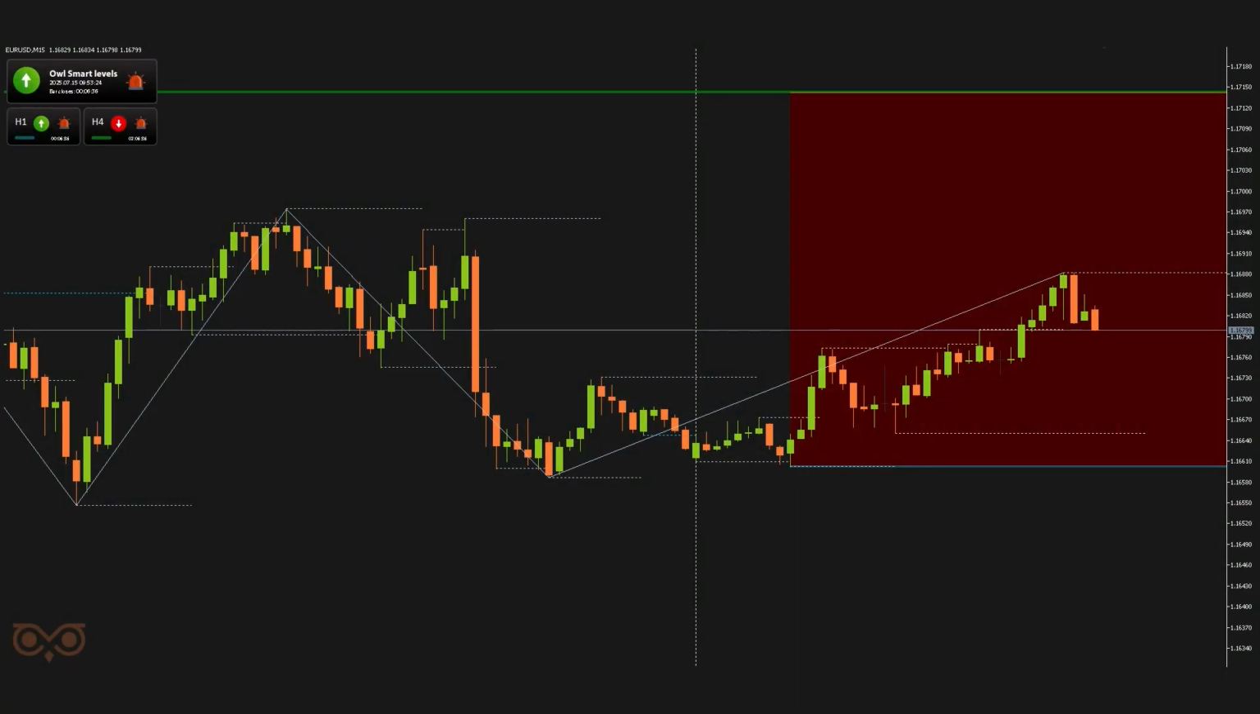If at least one of the higher timeframes shows a trend in the opposite direction, this section of the chart is highlighted in red. This is the dead zone, where trades are not allowed. In this way, Owl Smart Levels filters out conflicting signals, and prevents you from entering the market at times of uncertainty or flatness. This is a powerful protective mechanism that saves you from a lot of unnecessary stops.